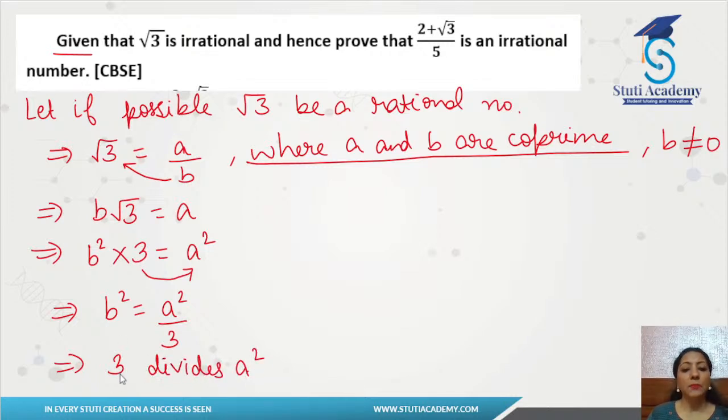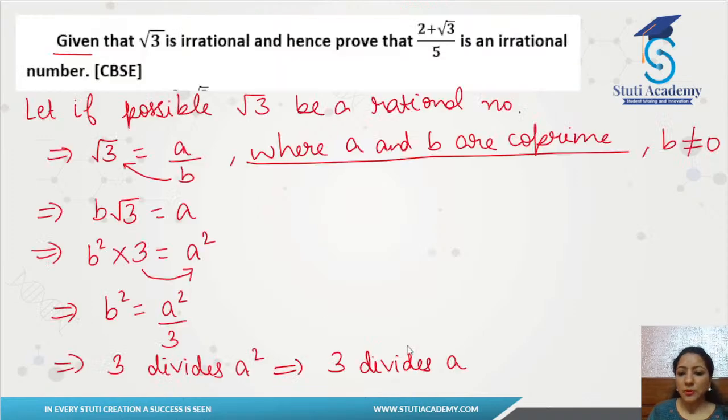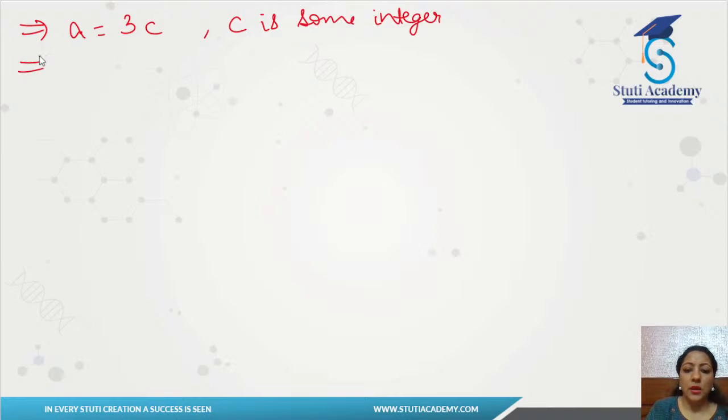Now this 3 is a prime number, it's p. It divides a square, so it is going to divide a as well. So we'll write here 3 divides a. Now if 3 divides a, we can write a as 3 times c. Let us take that c is some integer, any integer. Children, I am repeating this. If 3 divides a, then a can be written as 3 times c. Now in the next step, we are going to square both the sides. So we'll get a square is equal to 9c square.